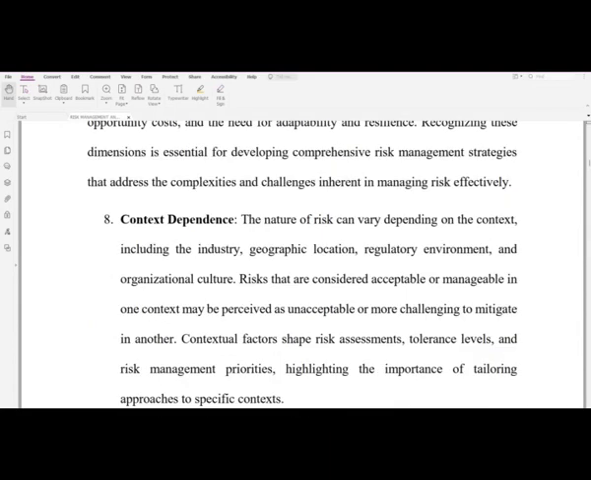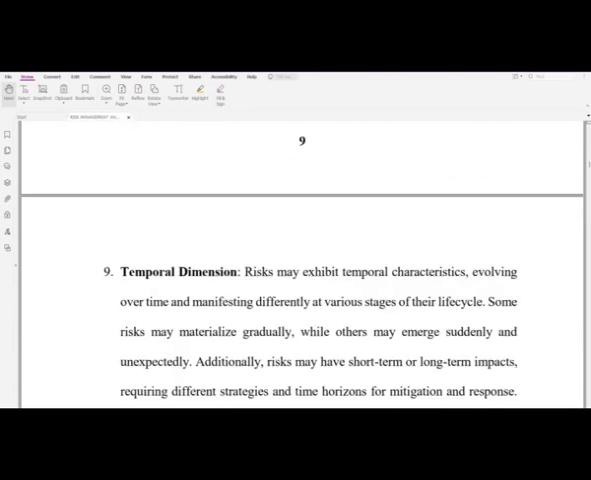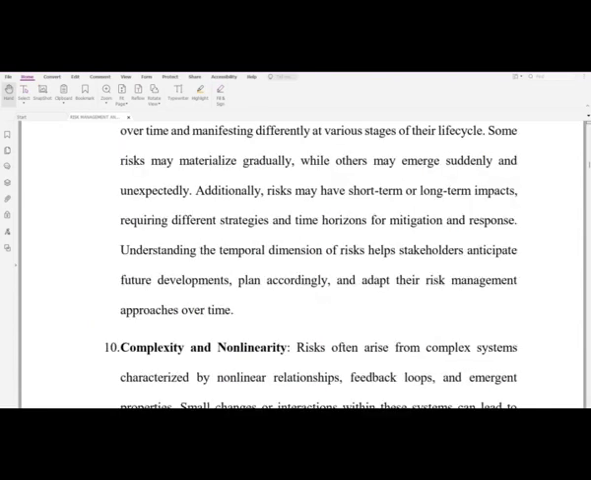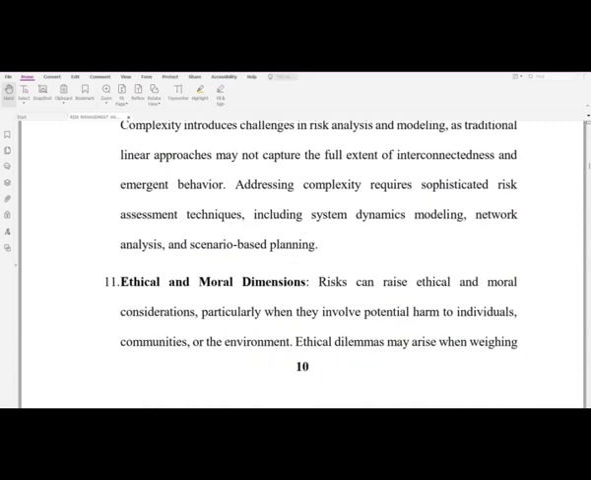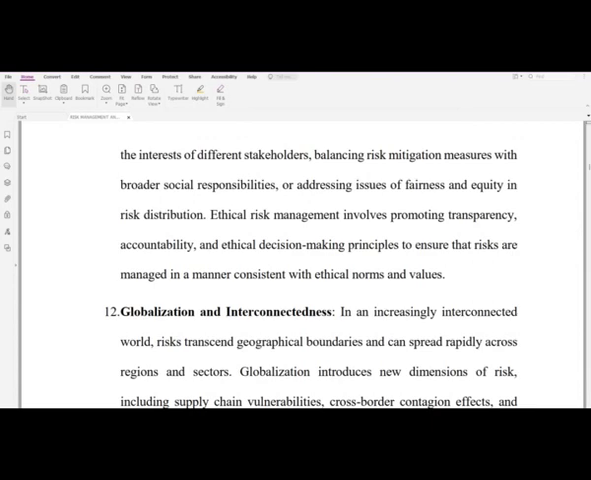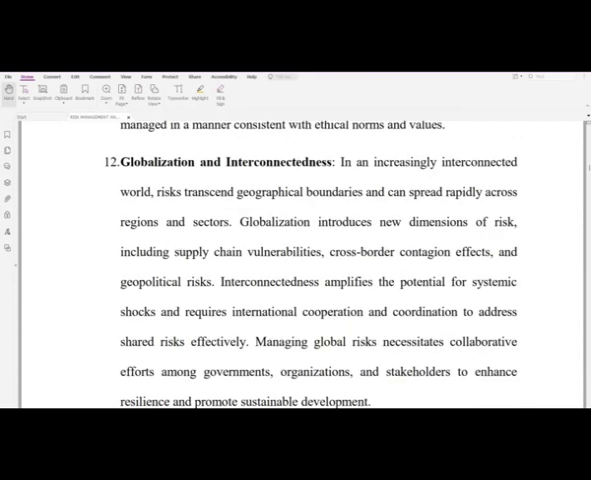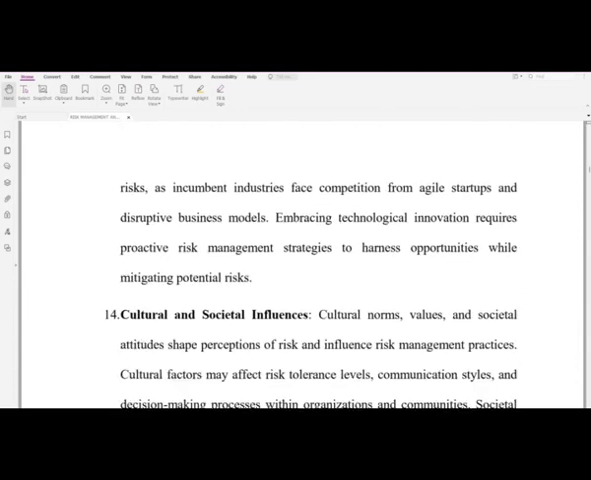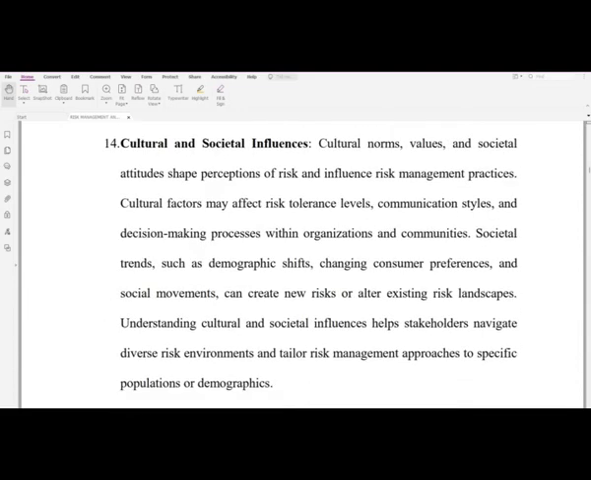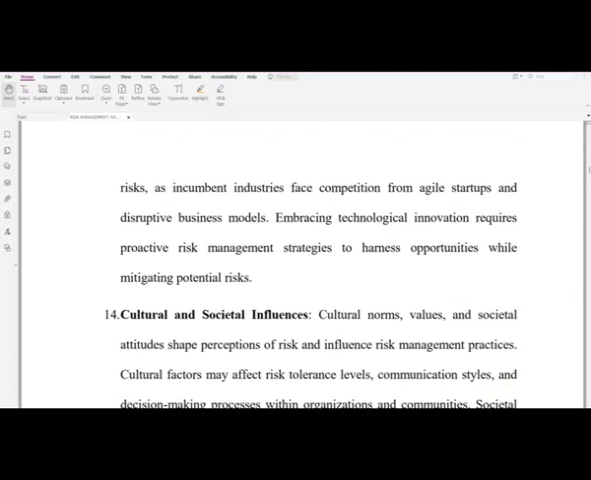We have other points like context dependence, temporal dimension, complexity and non-linearity, ethical and moral dimensions, globalization and interconnectedness, technological advancements and innovation, cultural and societal influences, just to mention a few.